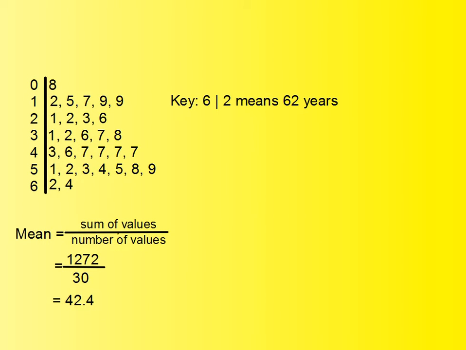We're back now, and you should have found that when we added up all of our values, we got 1,272. As I said, there were 30 values, so our mean would have been 1,272 divided by 30. We can use a calculator for that, and so our mean should have been 42.4. I hope you got that, and if you did, have a go at these questions now, finding the mean from these stem and leaf plots.